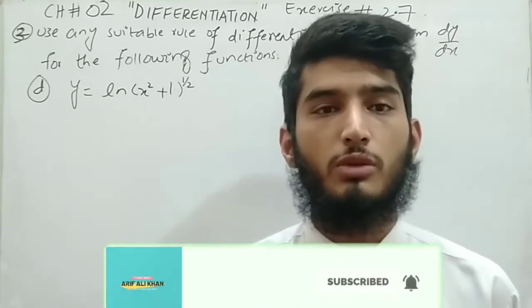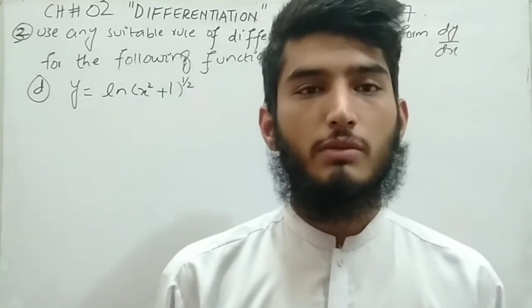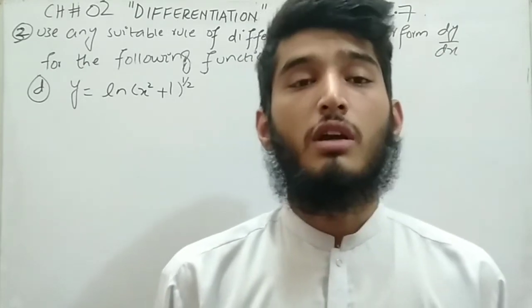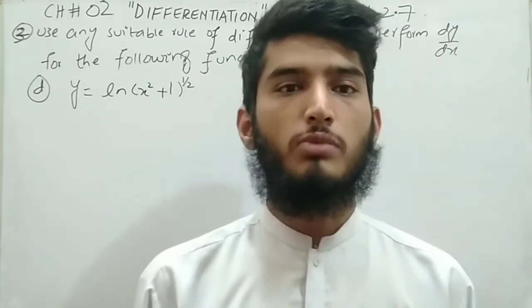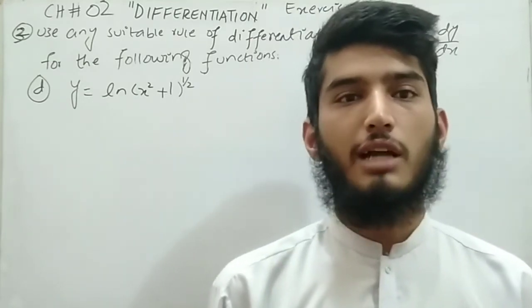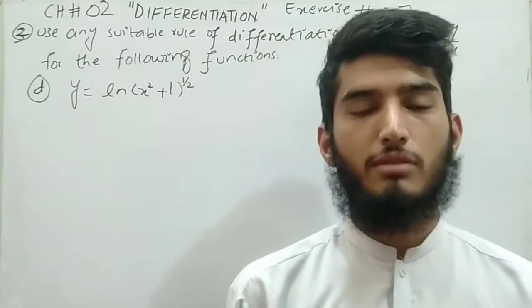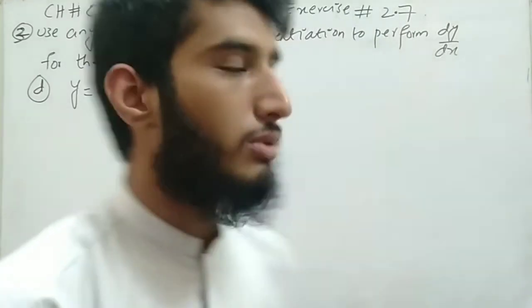In the previous video we commenced exercise number 2.7 of chapter number 2, differentiation. In question number 1 of exercise 2.7 there were a total of 6 parts, out of which 3 parts were already solved in the previous video. The next 3 parts, D to F, we will solve in this video, inshallah. So let's move toward the question.